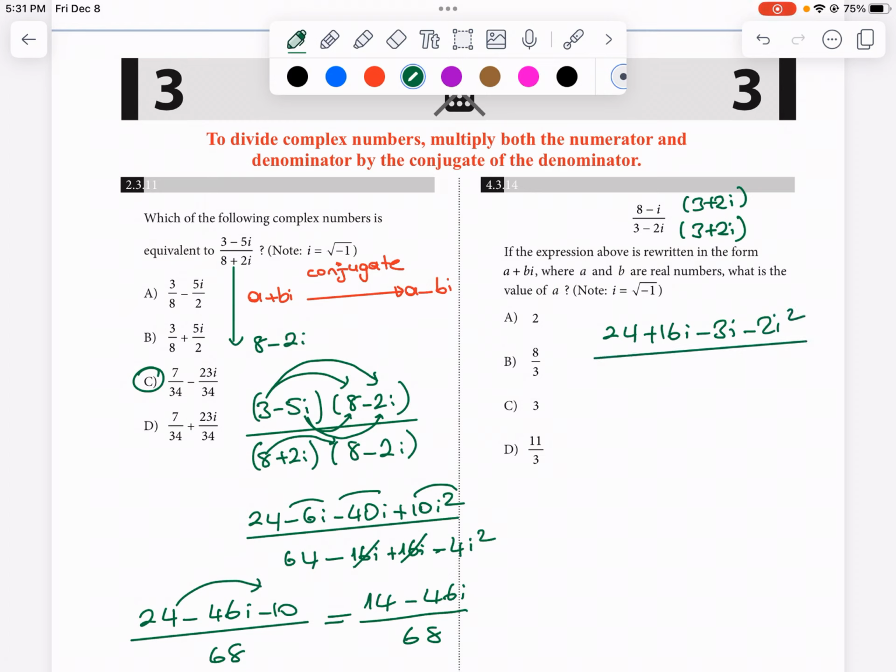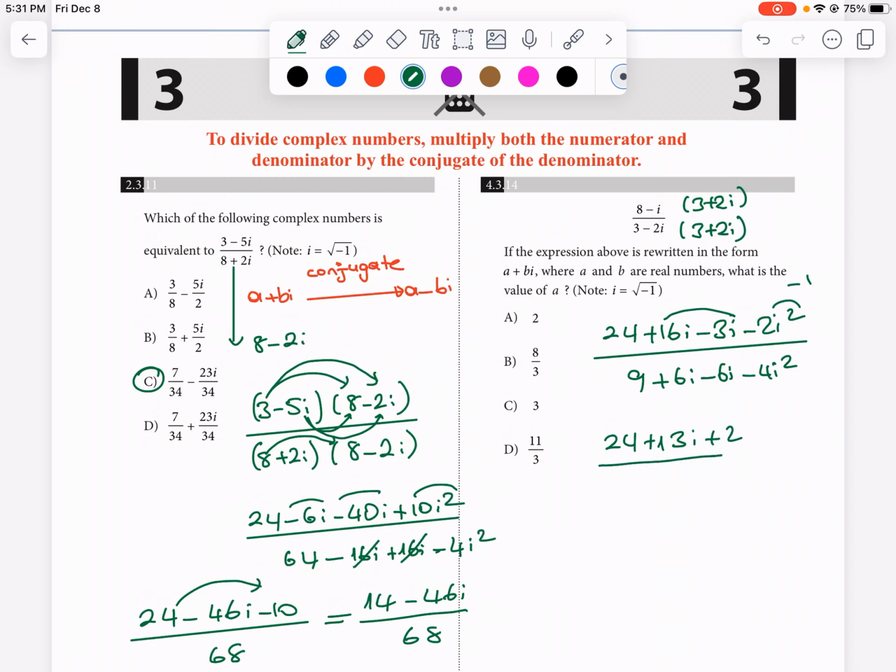Divided by 3 times 3, 9. 3 times 2i, 6i. Negative 2i times 3 makes negative 6i. And finally, negative 2i times 2i is going to be negative 4i squared. Okay, so I'll start with these numbers. 16i minus 3i makes 13i. We have 24 here. And then negative 2i squared. i squared is negative 1. Negative 2 times negative 1 is positive 2.